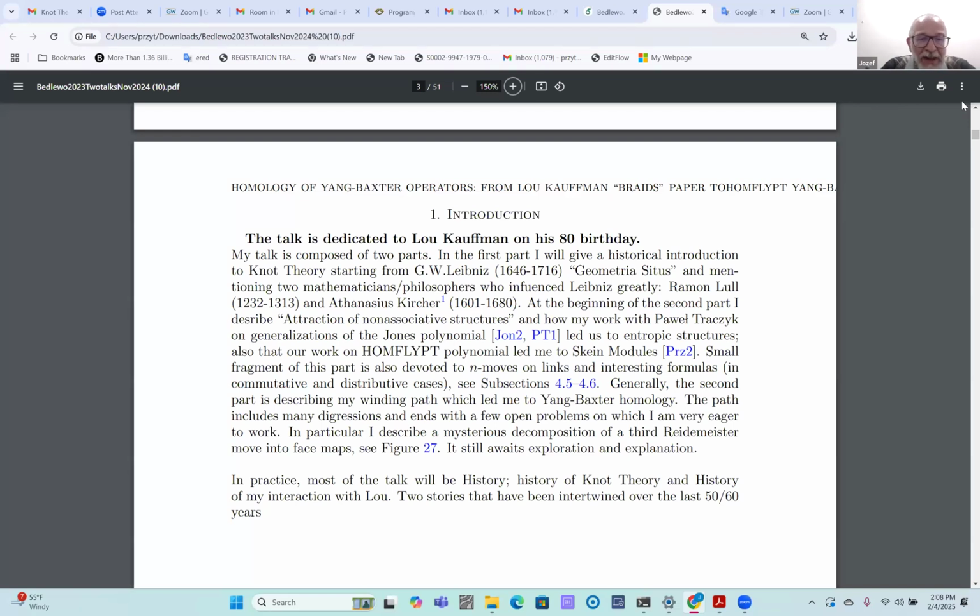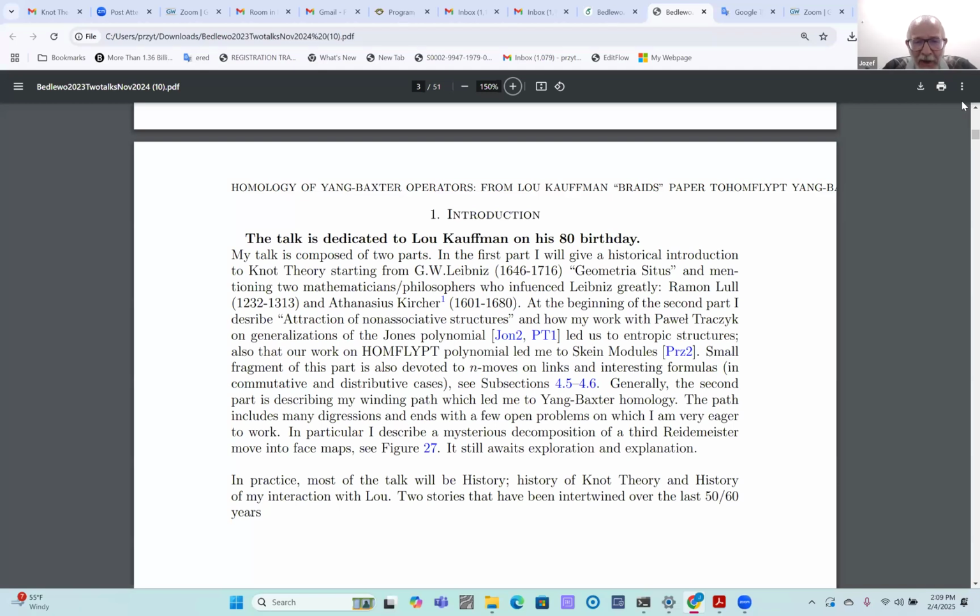with Paweł Traczyk on generalizations of the Jones polynomial led us to entropic structure. There I mentioned that it is not only the linear relation giving the HOMFLYPT polynomial, but also an entropic equation. I will mention this later, but of course I will skip over it. So finally, the work on the HOMFLYPT polynomial led me to skein modules, which was one of the main topics I was working on in the last 40 years.